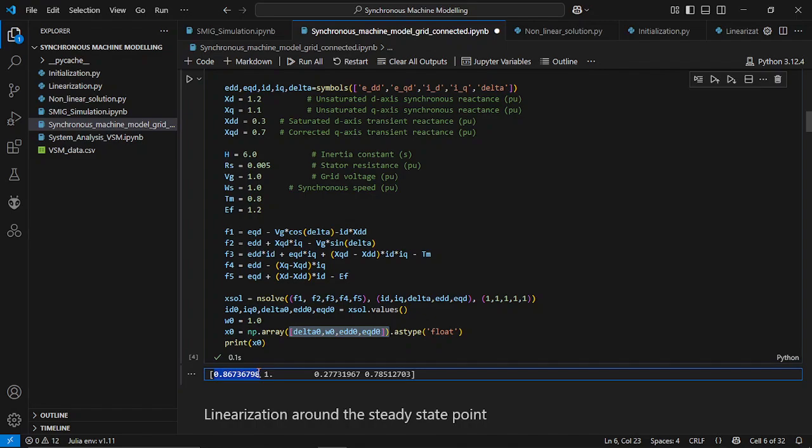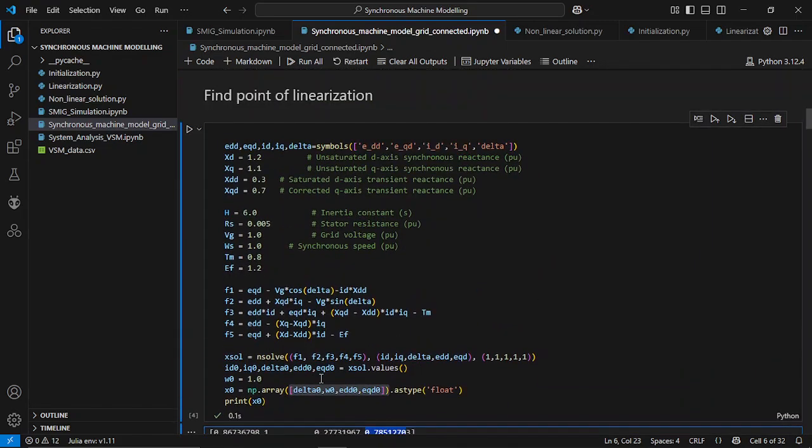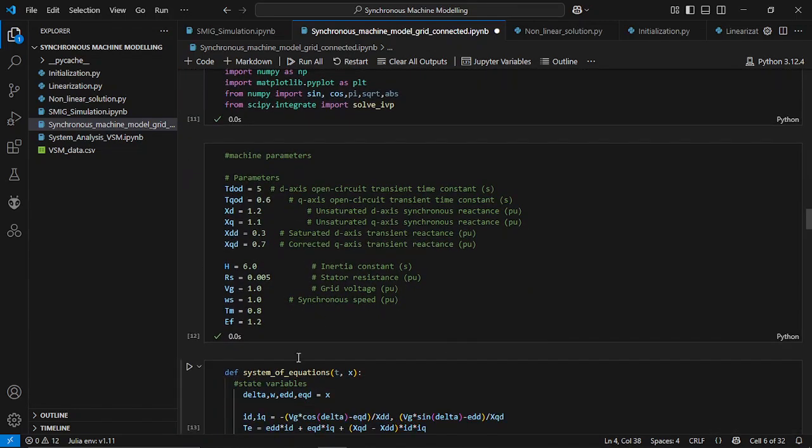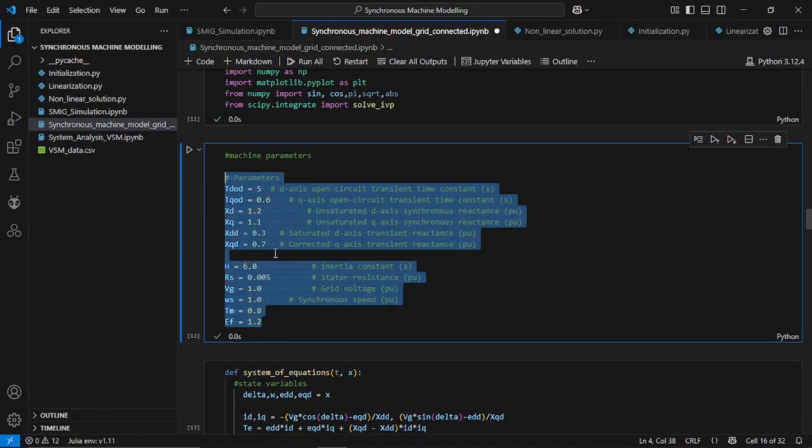After getting the initial values: this is the initial operating condition angle, this is the initial speed, this is the direct axis internal voltage, and this is the quadrature axis internal voltage. So this is the initial condition. Now I want to put some kind of disturbance in the system and observe how the system behaves when that disturbance occurs. For that, these are the parameters of the system I have taken into consideration.